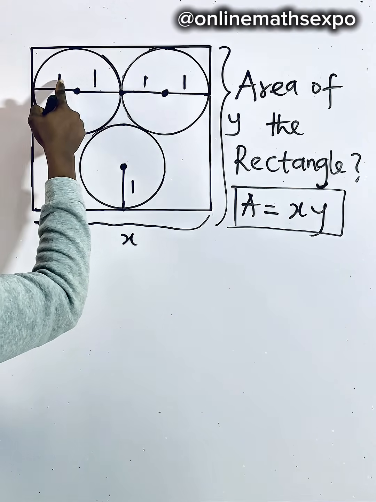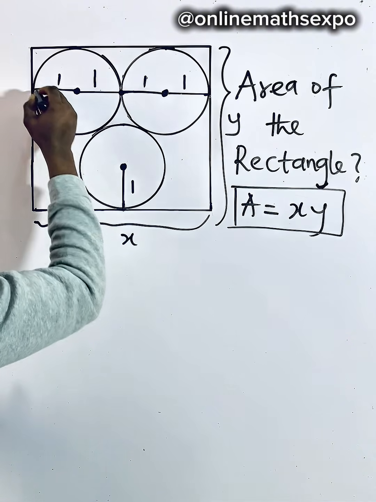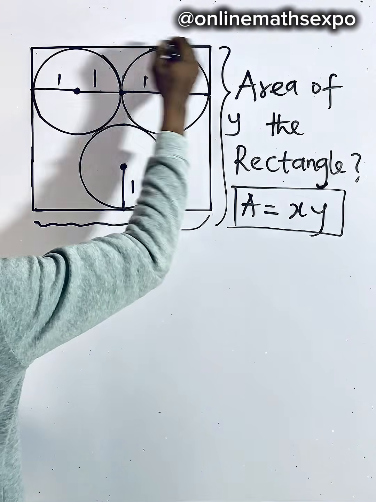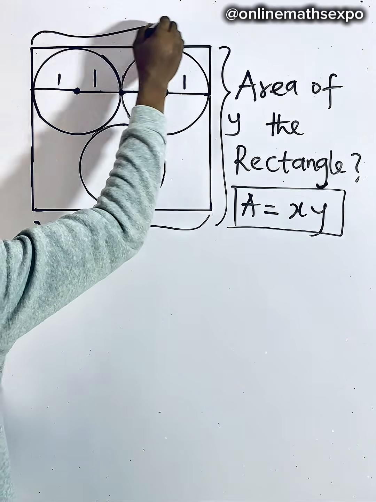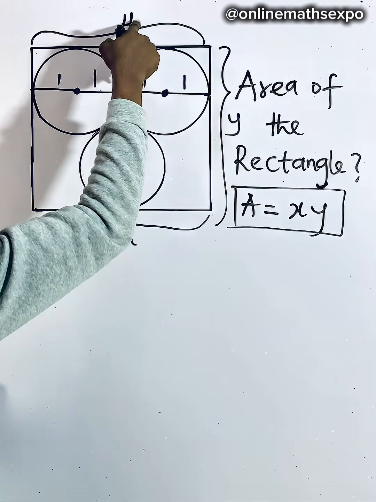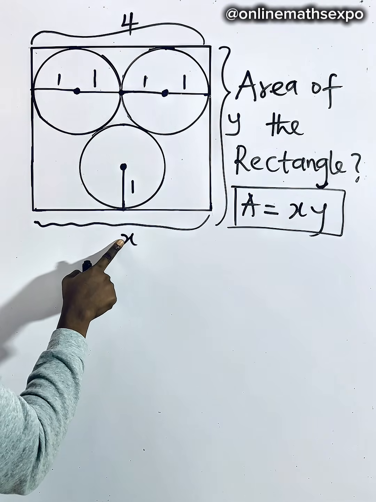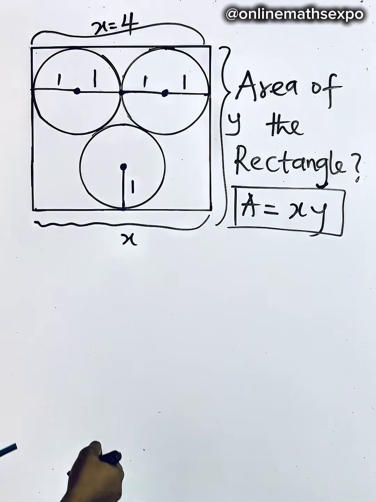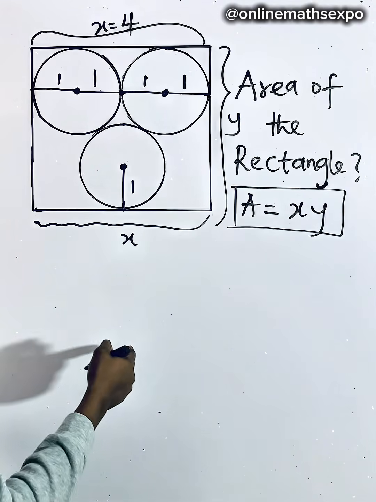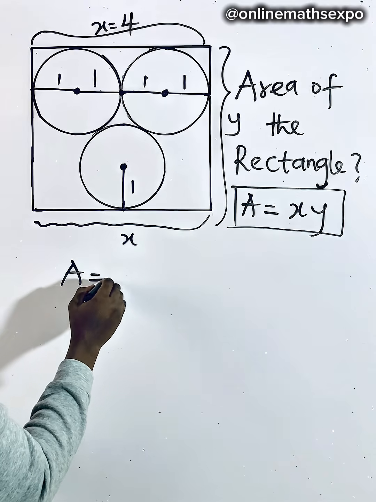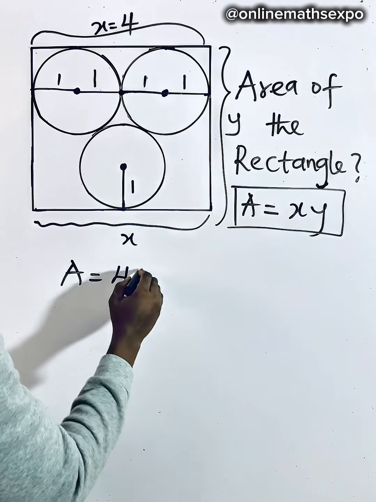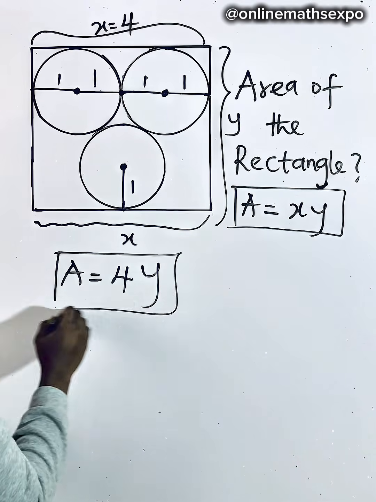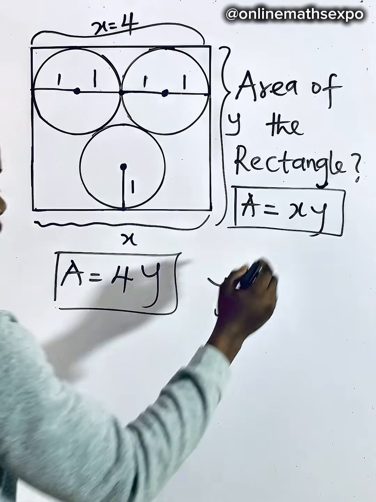This length, when we add this, will give us 4. And this length is parallel with this. So automatically this length is also 4 units. And this is also the same with this. So it means that our X is already given as 4. Now that we have found X, it means our area is now 4 multiplied by Y. The question is, how do we now find Y?